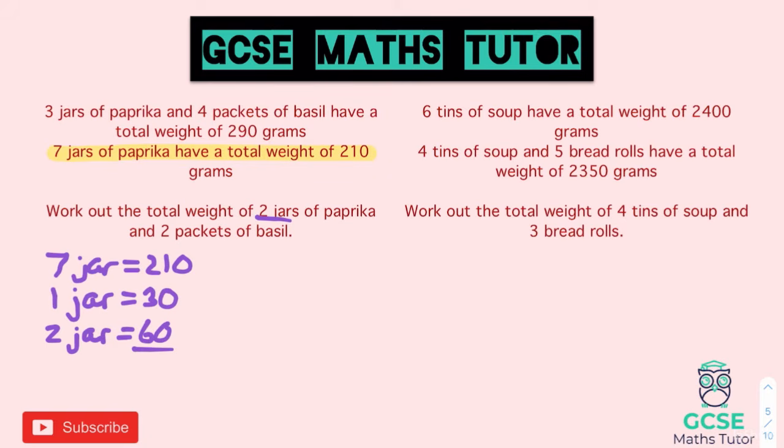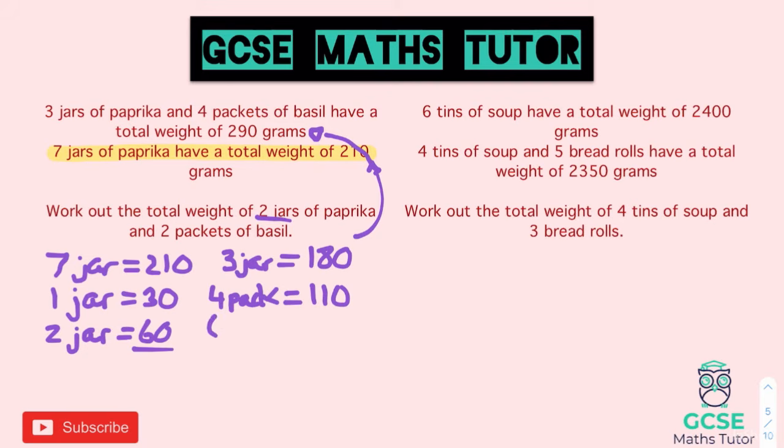Now we can move back to the first bit of information. It said that 3 jars and 4 packets were equal to 290. Well, 3 jars is equal to 3 lots of 60, and that is equal to 180. Now the missing weight there is an extra 30 grams to get from the 180 back to this total weight of, oh no, not that one, this one here, 290. So it's not 30, to get from 180 to 290 is going to be 110. And that is for the weight of 4 packets. So for 4 packets is equal to 110. So we have the 3 jars is 180, the 4 packs is equal to 110.